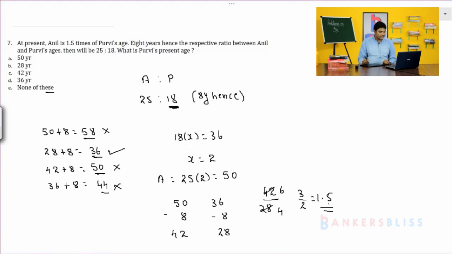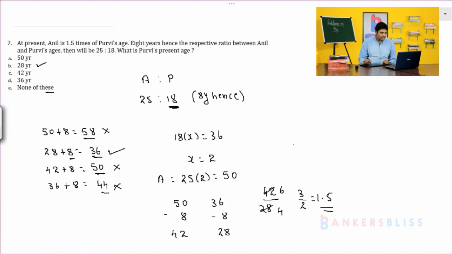So option 28 is the right answer. After 8 years it is 36. Option 28 is the right answer, because the exact condition we have calculated, and the conditions they have given in the question are satisfied. It is 1.5 times. If you go with the general method, it takes too much time.